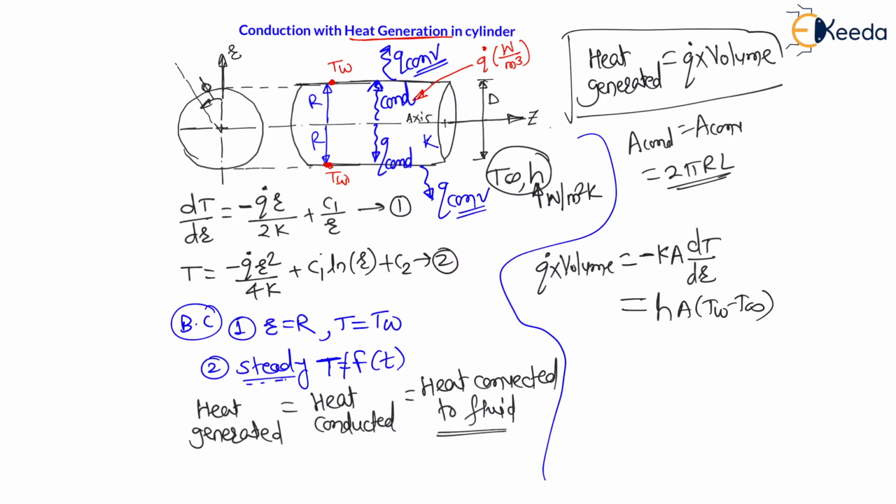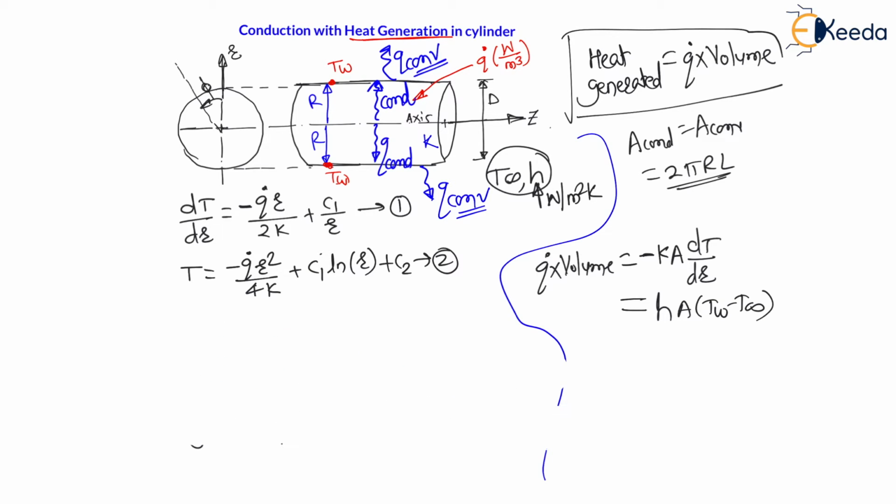Let us make sufficient space first. So my dear students, by the second boundary condition we can say this heat generated, which is q dot into volume, q dot into pi r square L, is equal to heat conducted, minus k dT by dr. Now minus k times the perpendicular area, which is the circumferential area only, because heat transfer is not along the axial direction, it is along the radial direction.